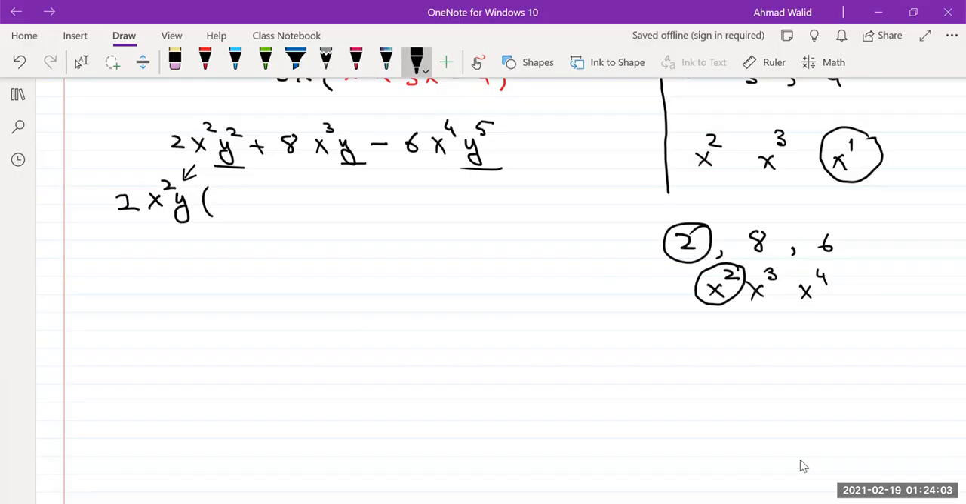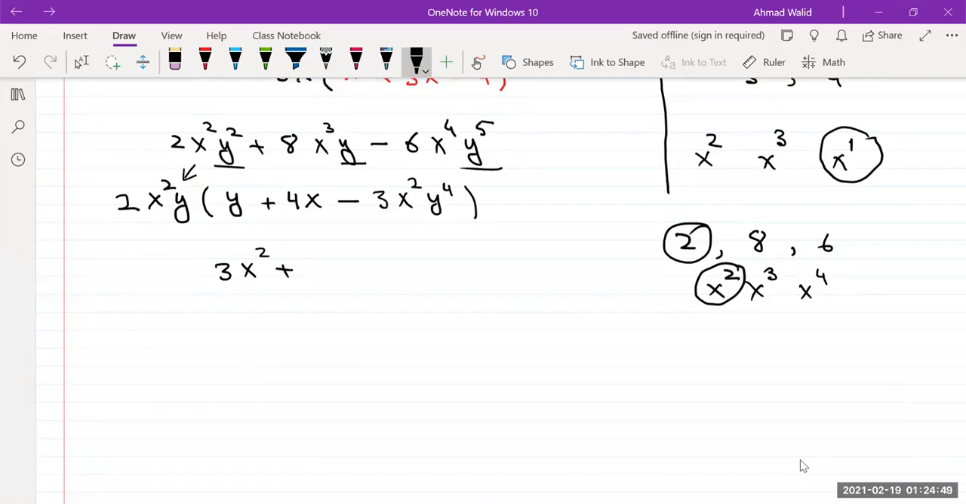2x squared y squared divided by 2x squared y gives you only y. 8 divided by 2 gives you 4. X cubed divided by x squared gives you x, and y cancels out with y. Minus 6 divided by 2 gives you 3. X to the power of 4 divided by x squared gives you x squared. Y to the power of 5 divided by y gives you y to the power of 4. And you are done. Correct? One more.